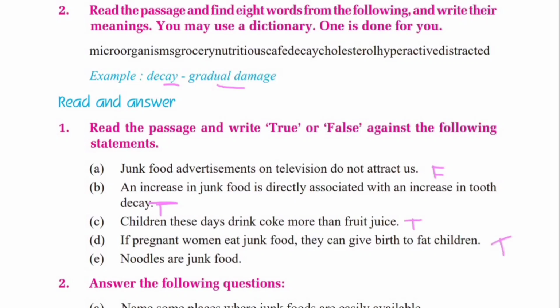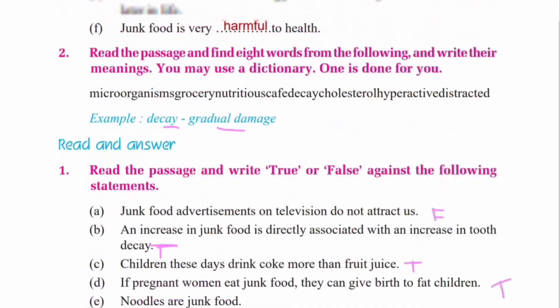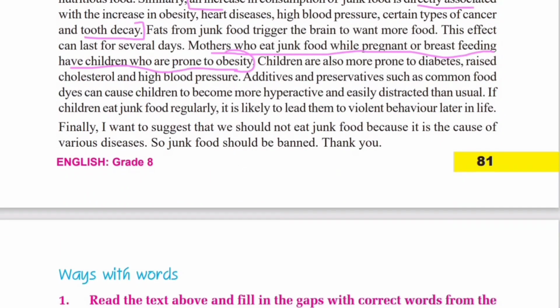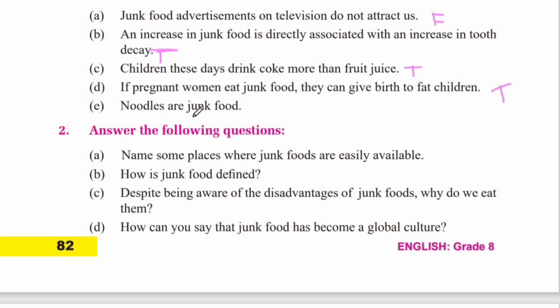Should I tell you the answer again? Okay, let me tell you the answer. Look at this: mothers who eat junk food while pregnant or breastfeeding have children who are prone to obesity. Mothers who eat junk food while pregnant or when they are breastfeeding, their children would be more likely to be obese. So the answer is true. Last, I guess: noodles are junk food, and the answer is true again.